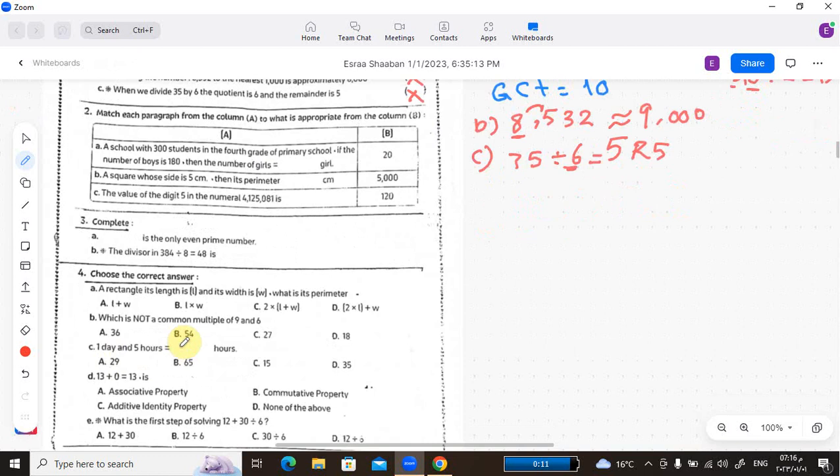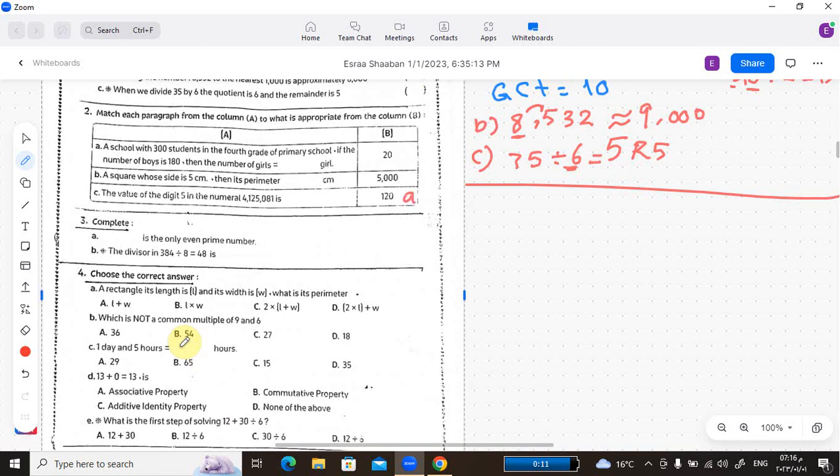Question number 2, match. The first question, we solved it in model number 1. A school with 300 students in the 4th grade of primary school. If the number of boys is 180, then the number of girls is 300 minus 180, it will be 120. Okay, we solved it before. A school whose side is 5, we solved it before at model 1. 5 times 4 equals 20.